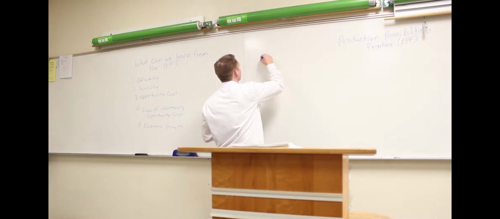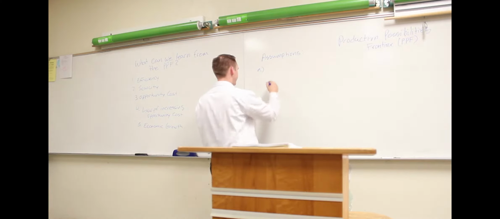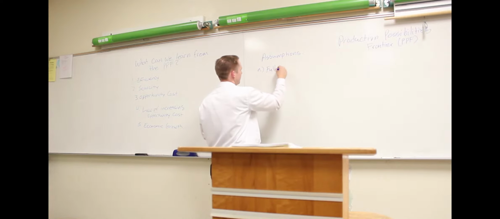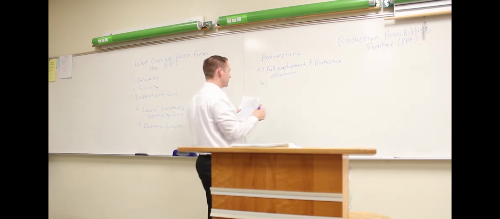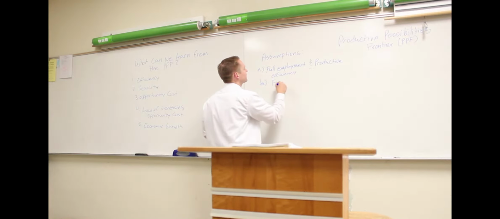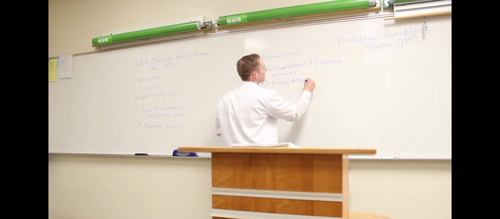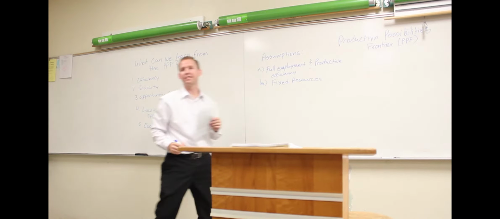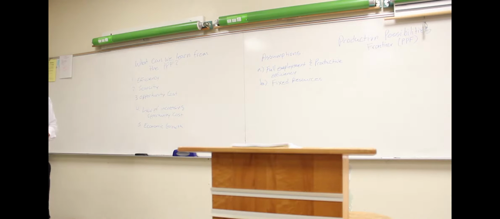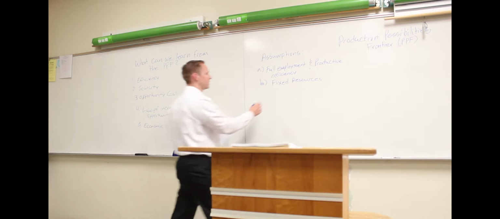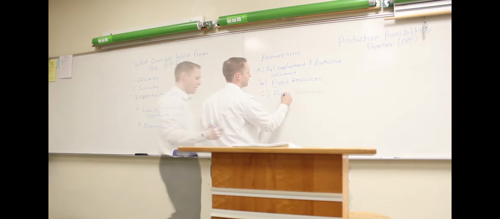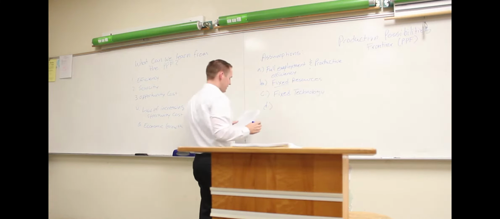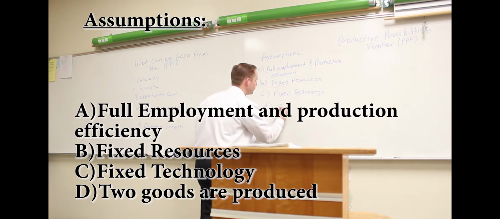So the assumptions of this model are that we have full employment and productive efficiency. The second assumption is that we have fixed resources. What are our resources again? Land, labor, capital, and entrepreneurial ability. So these are fixed. The next one is fixed technology. And the last one is that this is an economy that only produces two goods.